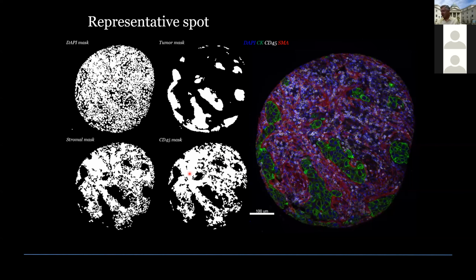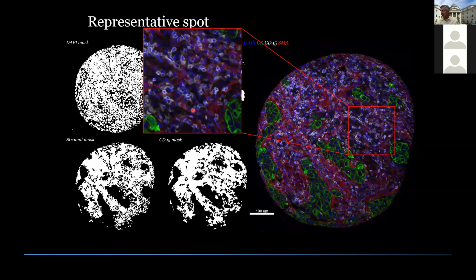And you can see that the CD45 mask or the tumor mask represent what we see here, but the mask dilates out. It's not just strictly where CD45, the white, is, but it also flows out. And at higher power, you can see that in fact, the red, which is the SMA, is not in the CD45 cell, but it's in the stromal compartment, exactly where we'd expect it.